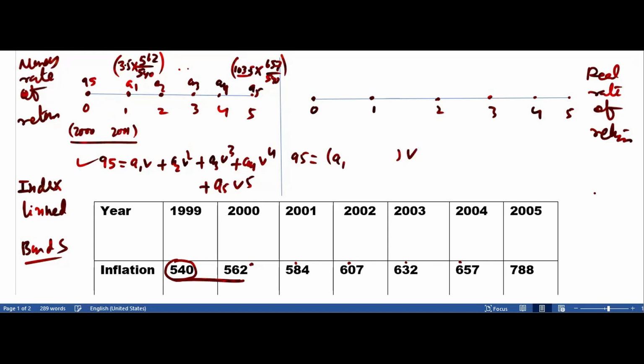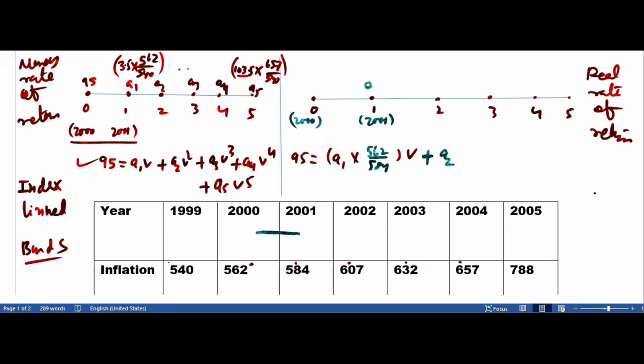A1 V will be there anyway, but we'll multiply the inflation index. In the inflation index, it will be this way. Same, 2000 to 2001. So 562 by 584. You take a print screen once class is over, so that this will be with you. You will not get the video immediately.